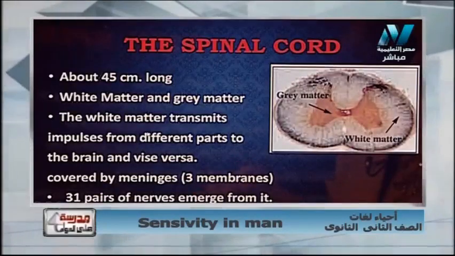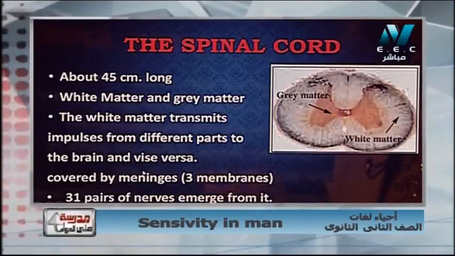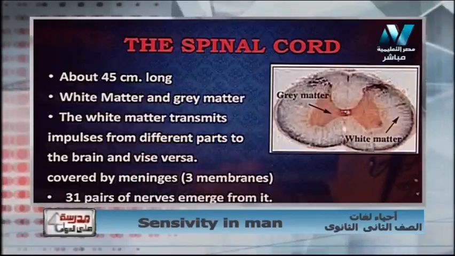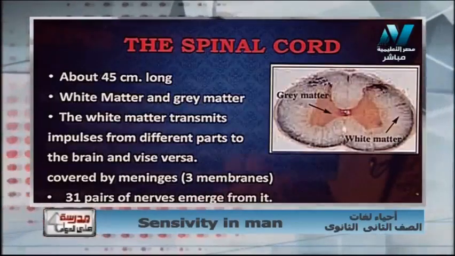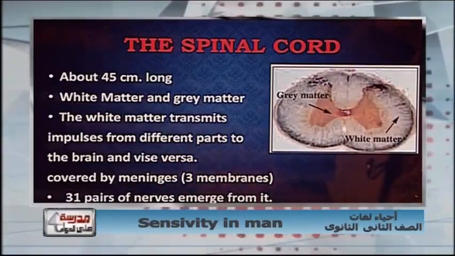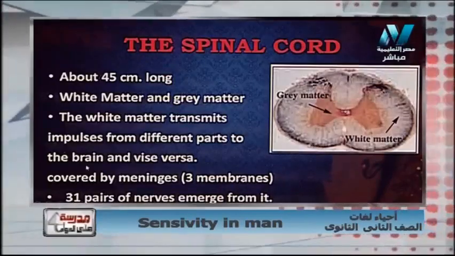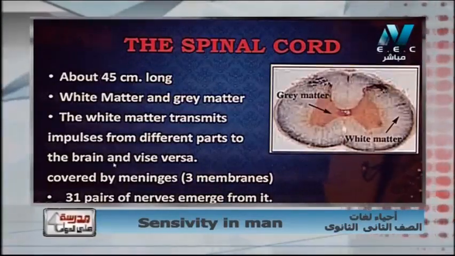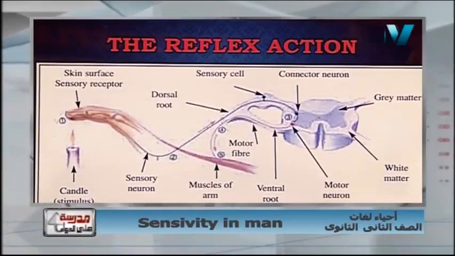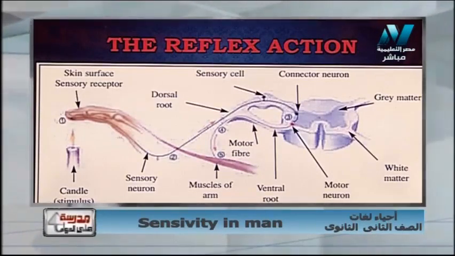From the spinal cord, 31 pairs of nerves emerge to spread all over the body, on the right side and the left side. So they are emerging as pairs of nerves. Now the most important function of the spinal cord is the reflex action.